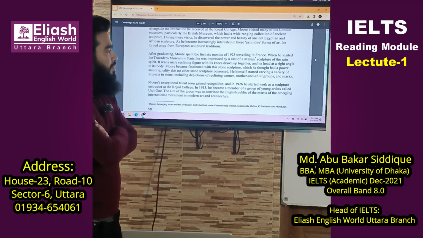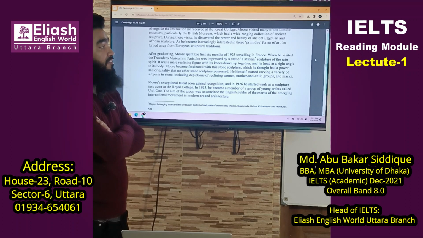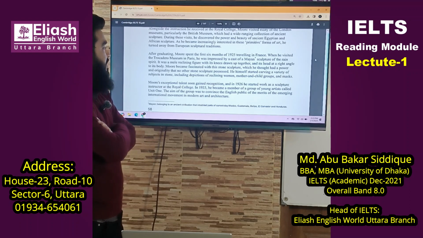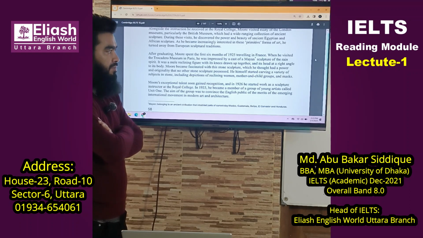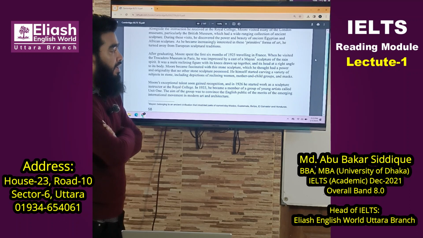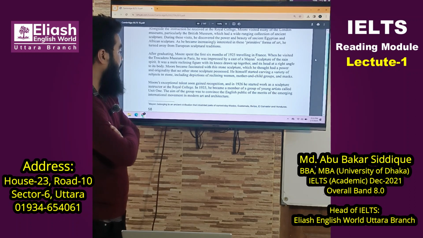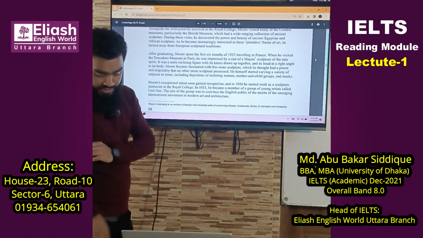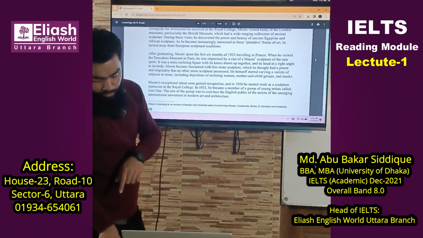After graduating, Moore spent the first 6 months of 1925 traveling in France. When he visited the Trocadero Museum in Paris, he was impressed by a cast of Mayan sculpture of the Rain Spirit. It was a male reclining figure with its knees drawn up together and its head at a right angle to its body. Moore became fascinated with this stone sculpture, which he thought had a power and originality. So, originality. And let's go back to the question again.